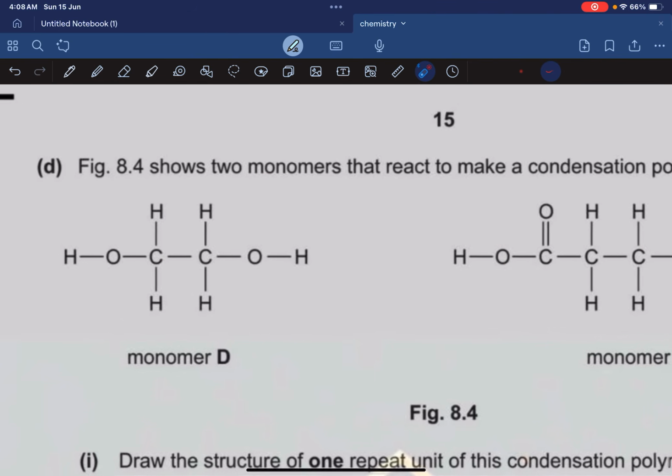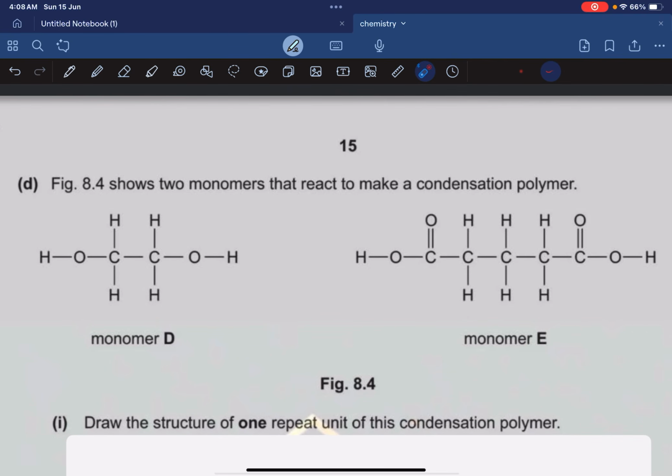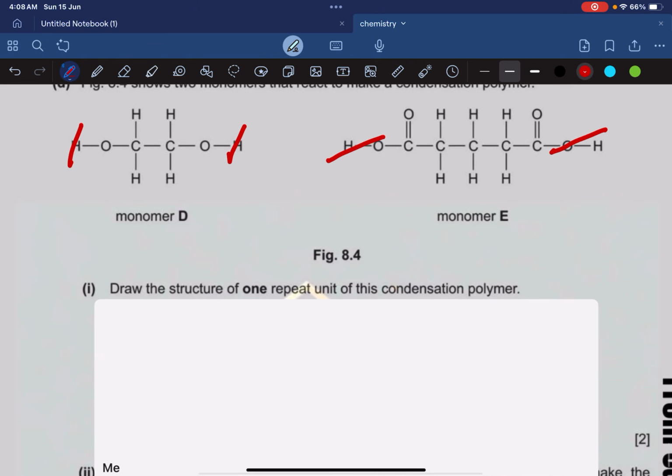Okay, how am I going to make a repeat unit? What I'm going to do is simply take H from here and OH from here. I just cross it out on the paper, and now I draw whatever is left. This part is left, and I have to join it with this part.